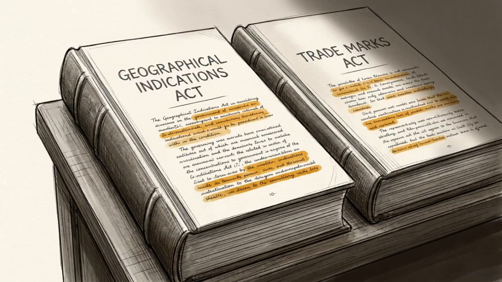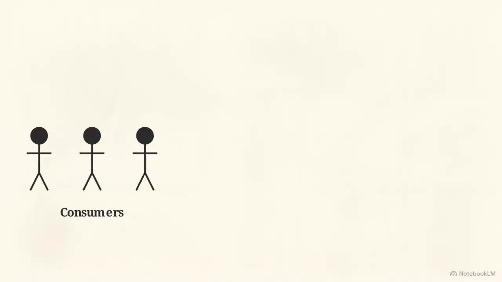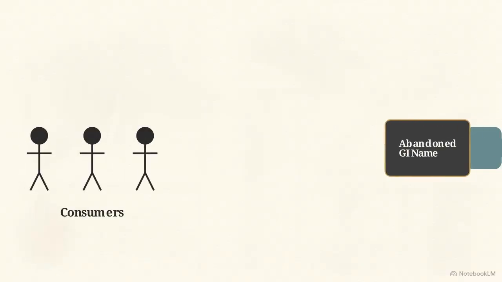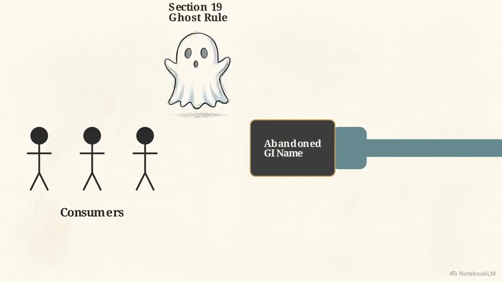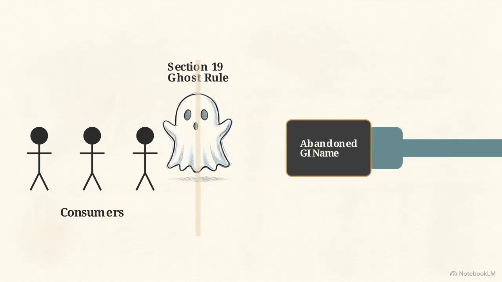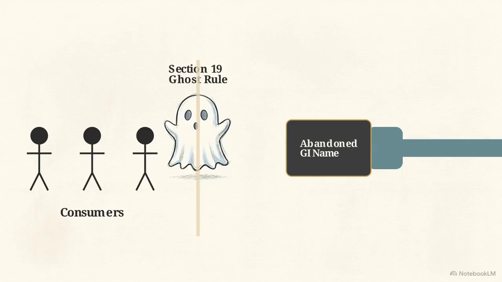This legal architecture directly mirrors the logic found in Section 26 of the Trademarks Act. The ghost rule acts as a public protection mechanism, ensuring that competitors cannot instantly use a recently abandoned GI and mislead consumers who still associate that name with the original producers.